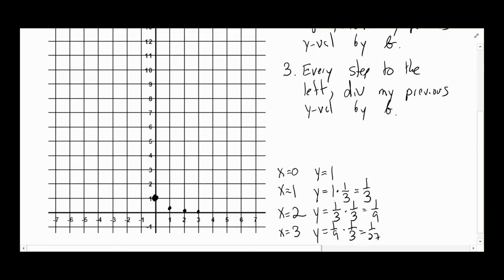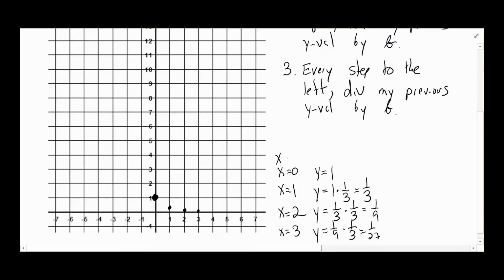So going back over here, if I take a step to the left, that means I'm going to go to -1 from 0. My previous y value was 1. If I divide by my base, remember that division by a fraction is the same thing as multiplying by the reciprocal. So I'm really multiplying by 3. So my y value should be 3.